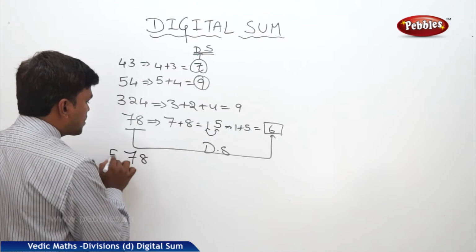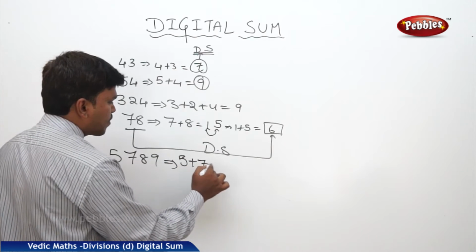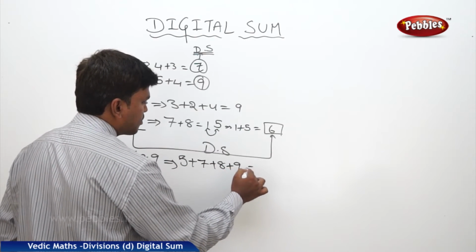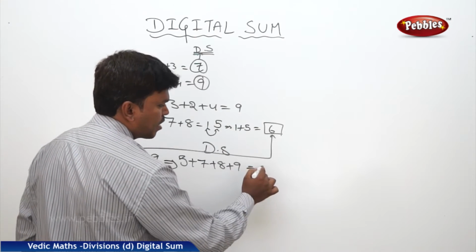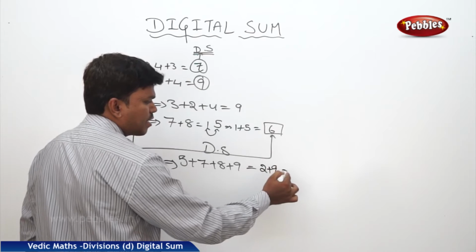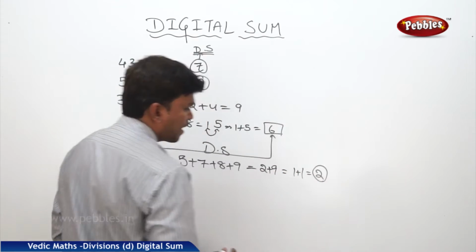785789. What is the digital sum? 5 plus 7 plus 8 plus 9. 5 plus 7, 12, 12 plus 8, 20, 20 plus 9, 29. Means again 2 plus 9, 11. Again 1 plus 1, 2. So like that you have to go.